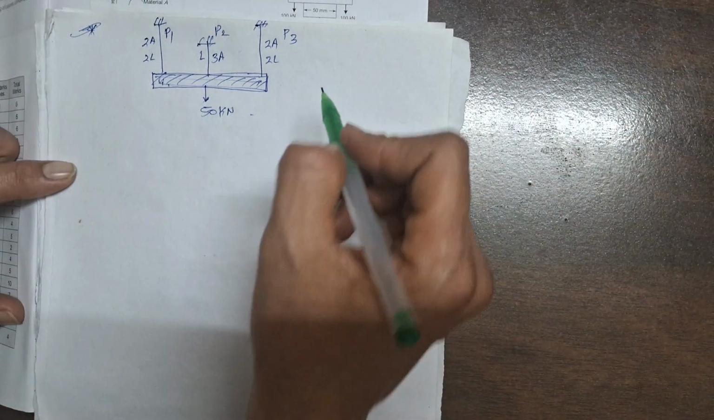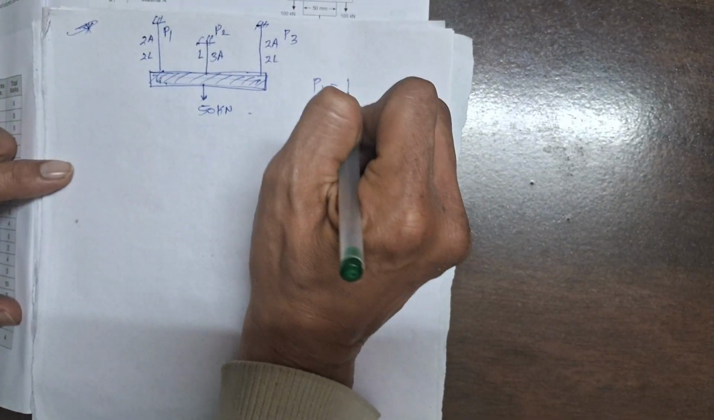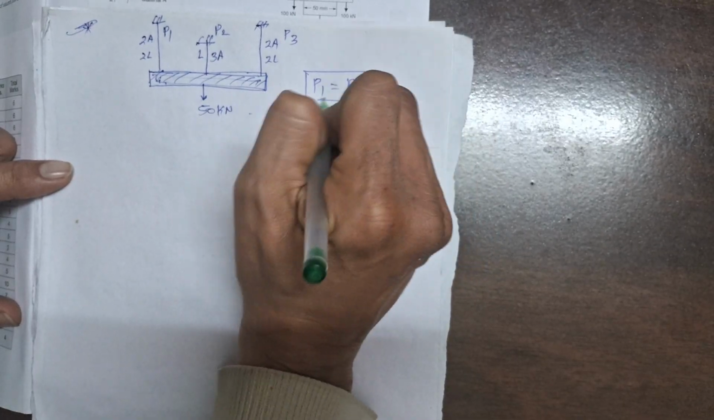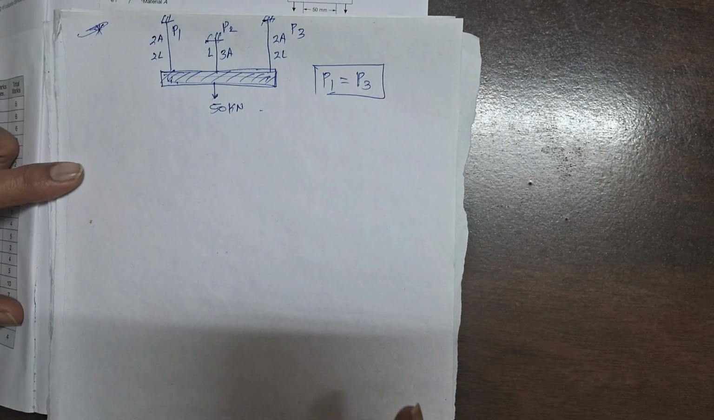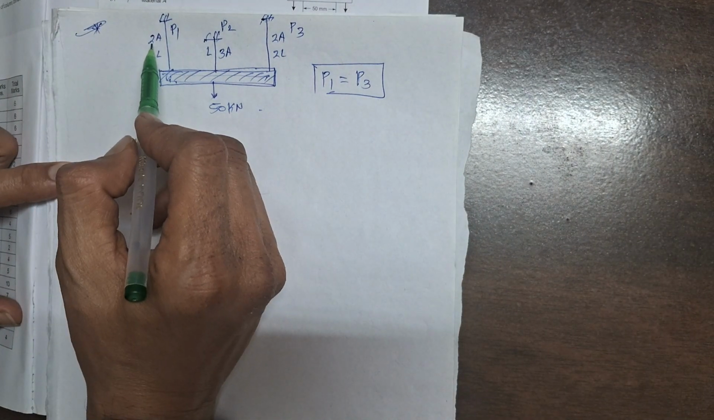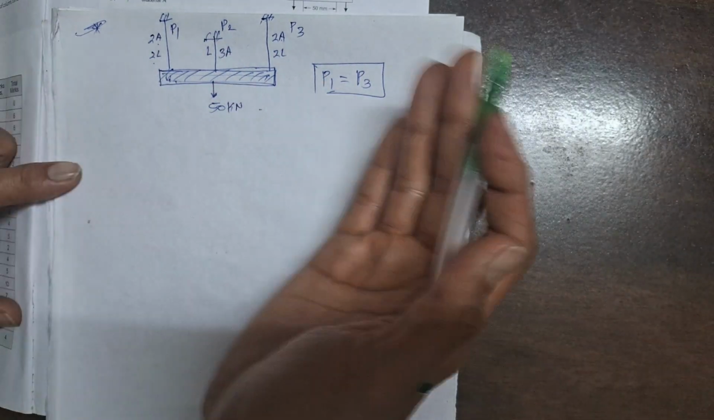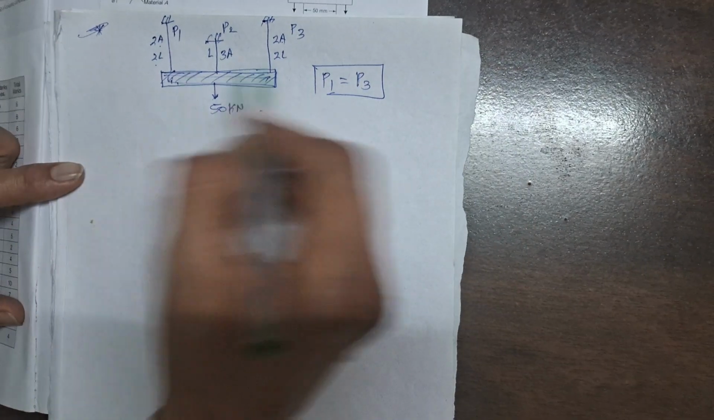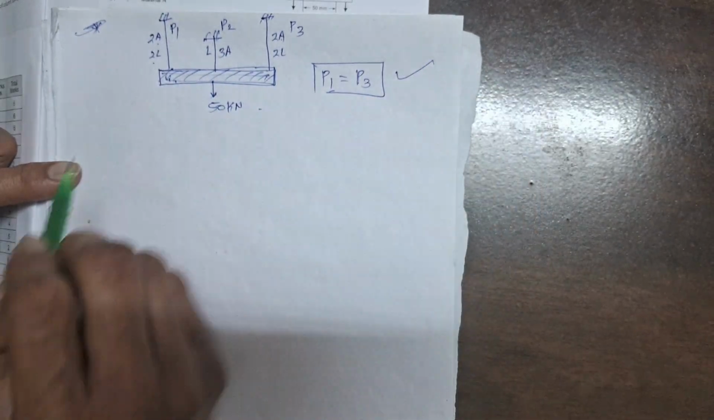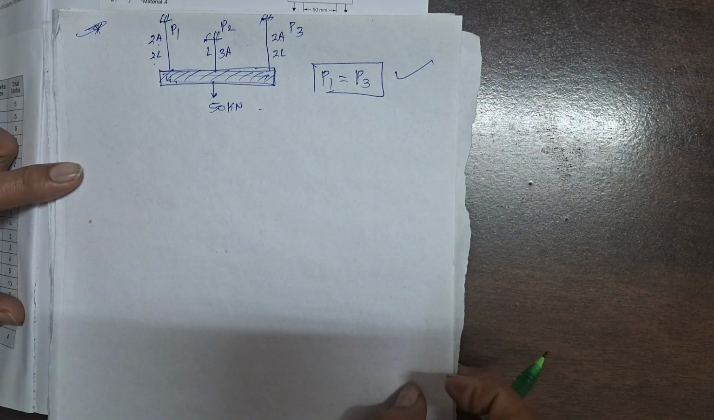Now due to symmetry, can I say P1 is equal to P3? Okay, P1 is equal to P3. I can say, because you can see here it is 2A, 2L, here also 2A and 2L. So by symmetry you can easily write this equation. This is one important condition.